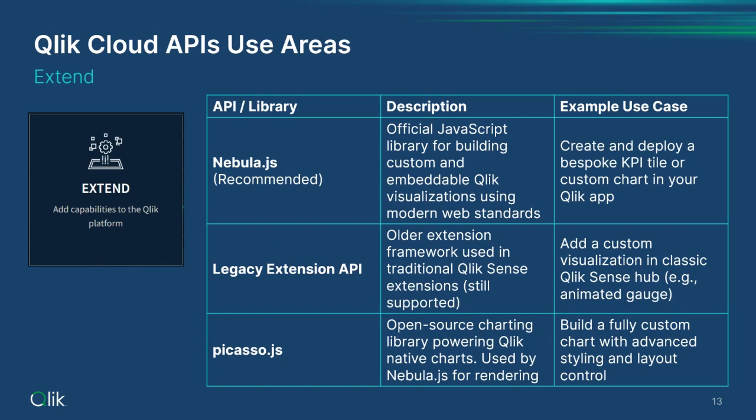Let's talk about Extend APIs. Extend APIs let developers build custom visualizations and extend Qlik's native capabilities. The recommended approach is Nebula.js, a modern open source framework for creating custom objects. For charting, Picasso.js gives full control over the visuals. There is also a legacy extension API coming from the Qlik Sense Enterprise on Windows world that is still in use for other extensions. These APIs are ideal when you want to go beyond built-in charts and tailor the visual experience in Qlik Cloud, okay?